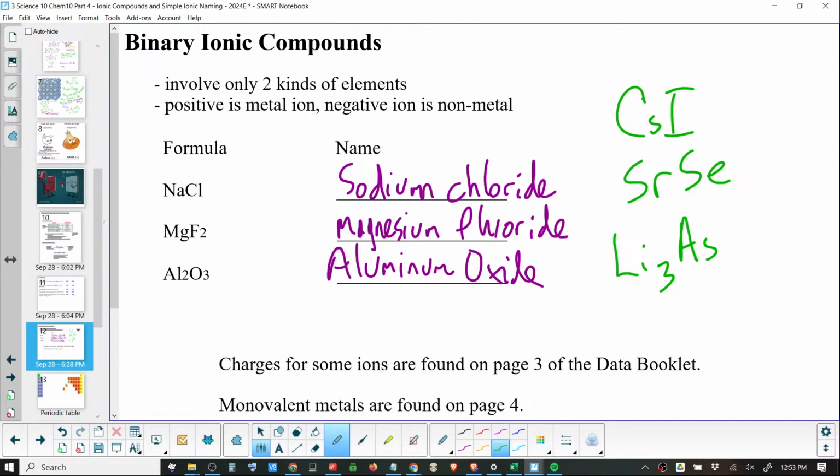Looking along, cesium iodide. We all did very well. Well done. Cersei turns out to be strontium selenide, which is kind of odd, but everybody seems to have gotten strontium selenide.